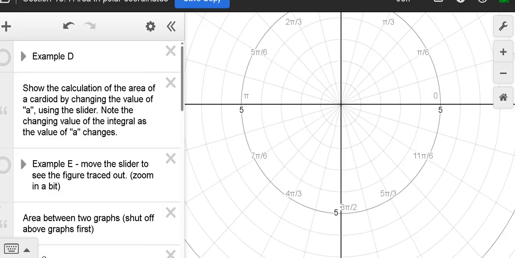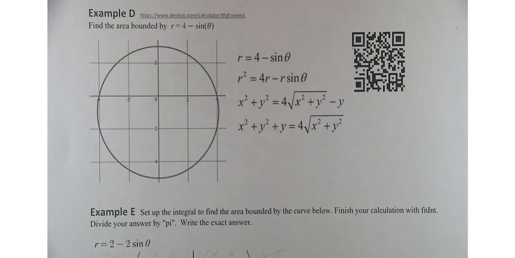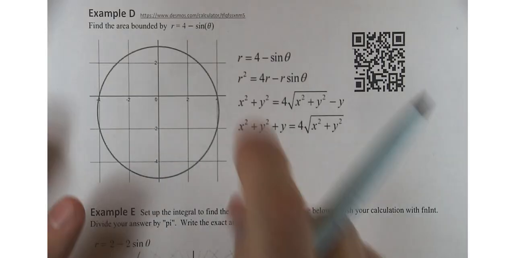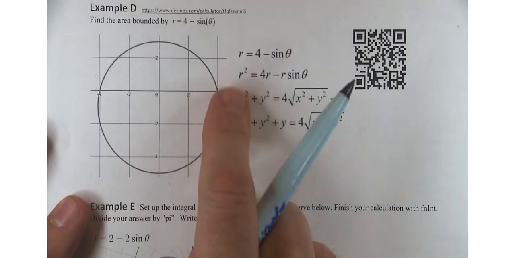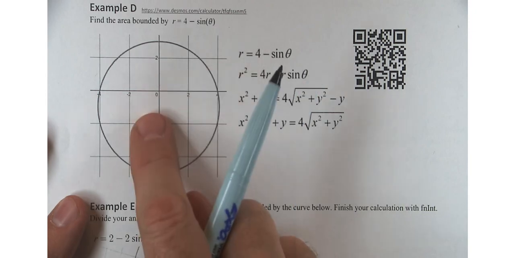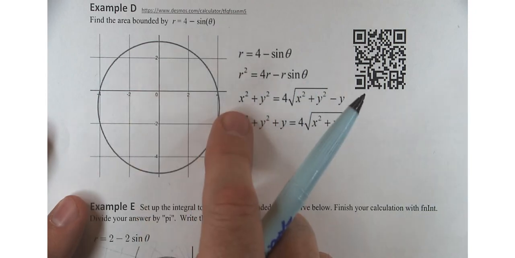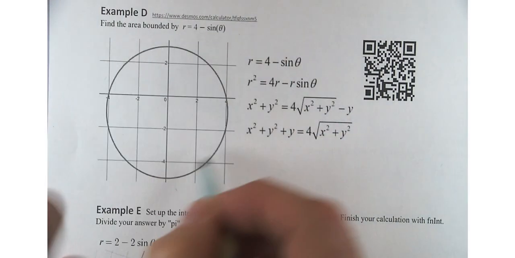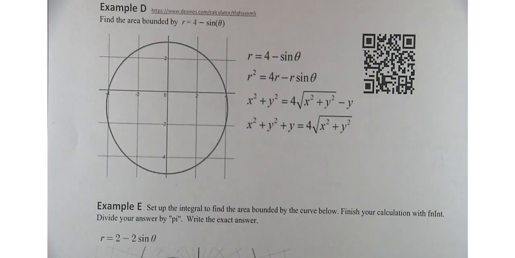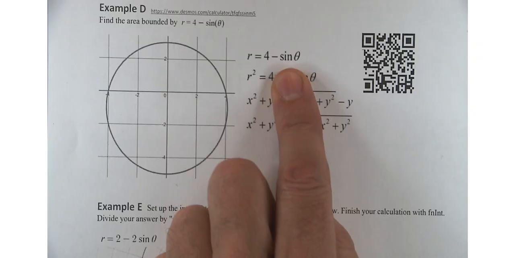So this is example D. We've got to figure out what values of theta are going to trace this out. Do I go from 0 to pi over 2, 0 to pi, 0 to 3 pi over 2, 0 to 2 pi? What values of theta are going to give me one lap around this figure? Inasmuch as sine has a period of 2 pi, that might be a good guess to start with. Let's just check it out.